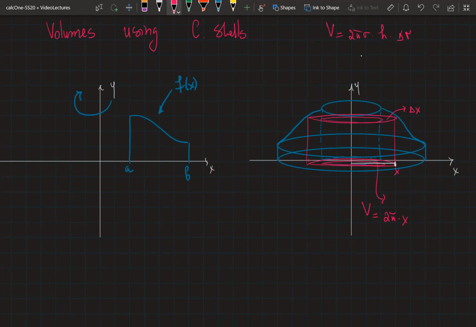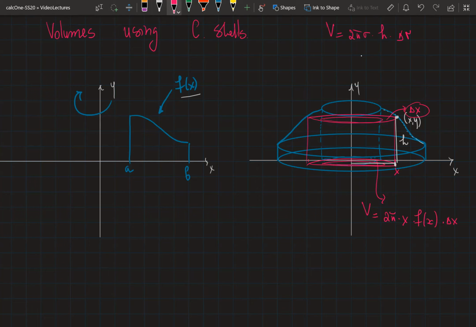So the volume of the red object is equal to 2 pi multiplied by the radius, in our case x, multiplied by the height. What's the height of the cylindrical shell here at this point x? The height is the y coordinate of this point, and we can find the coordinates of the points using the equation of the function. So the height is f of x, multiplied by delta x. This is just the volume of one cylindrical shell with a very small wall thickness.